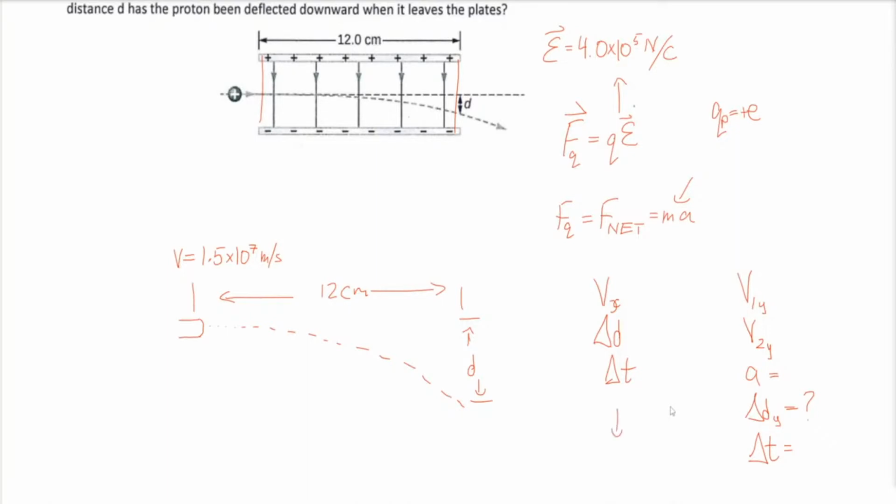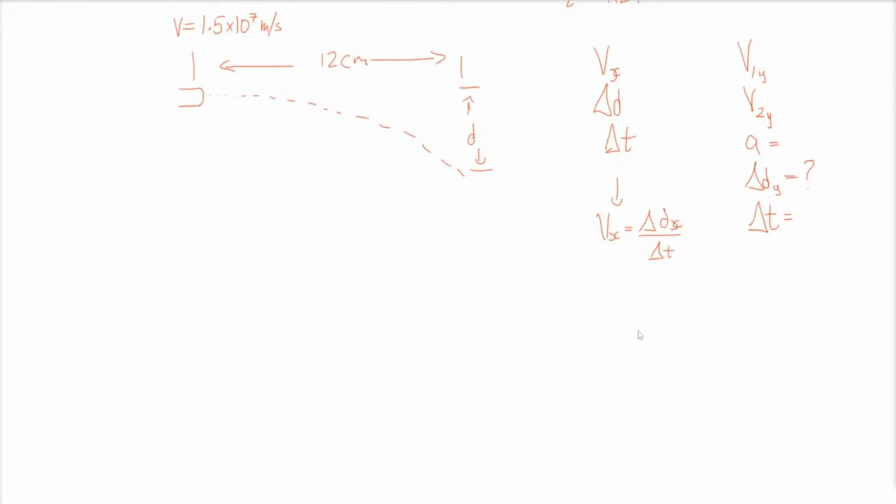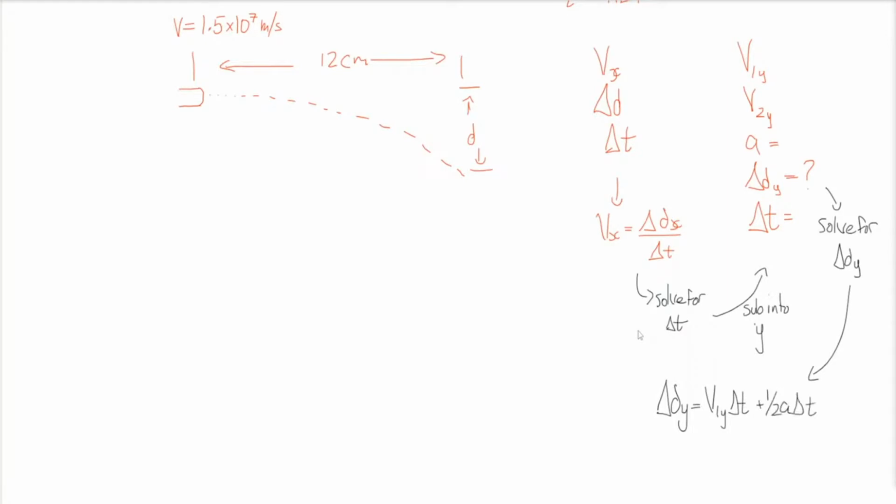For this one, in the x, Vx is equal to delta dx over delta t. We'll solve for delta t. I'll sub it into the y, and then solve for delta dy. So that will be delta dy is equal to v1 initial delta t plus 1/2 a delta t squared. What is the v1 initial? Vertically, it's not traveling any speed at the start there. So that's it. Yeah, and your time. That's it.